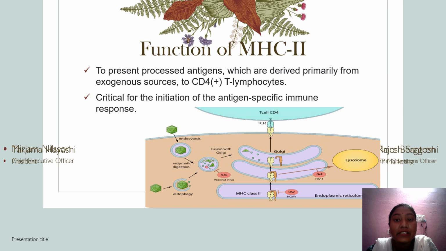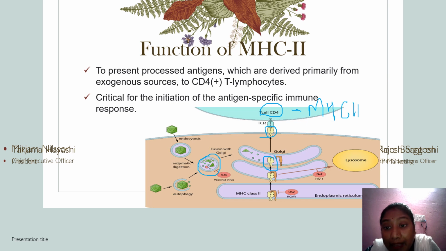Next we come to the functions of MHC2. It is the same. Here also we can see it with the diagram. It's very clear: this is endocytosis, meaning the virus has come inside the cell, then the processing has taken place, and the fusion with Golgi has taken place. On the Golgi surfaces we can see these MHC molecules. These are MHC2, because the structure is showing MHC2, and then it is going to present to the CD4 cell. CD4 means definitely it will be MHC2.